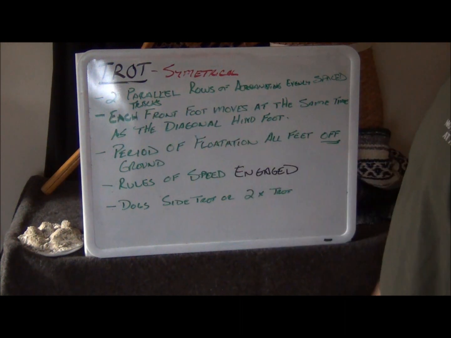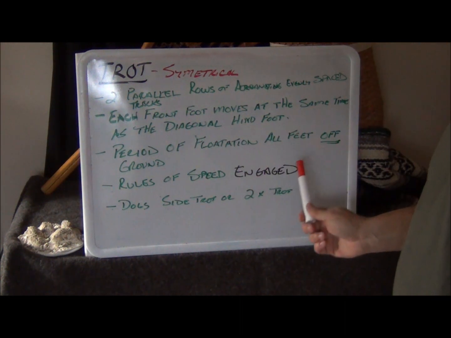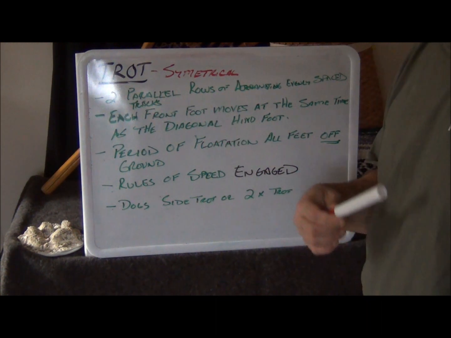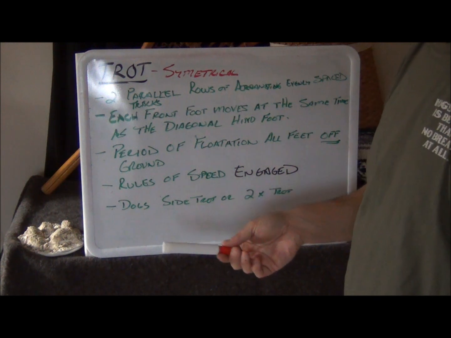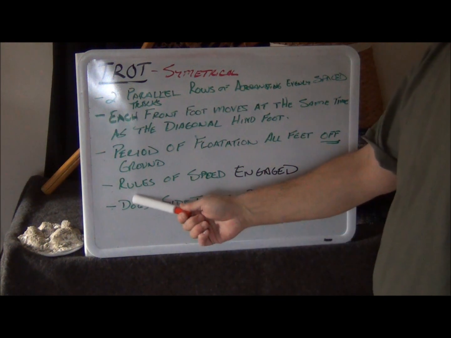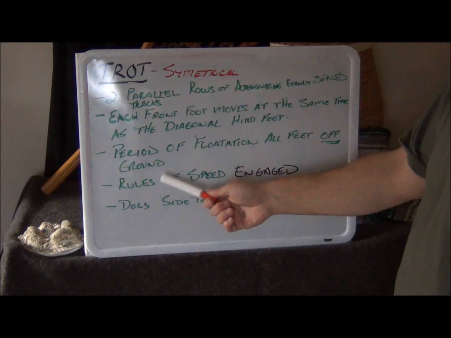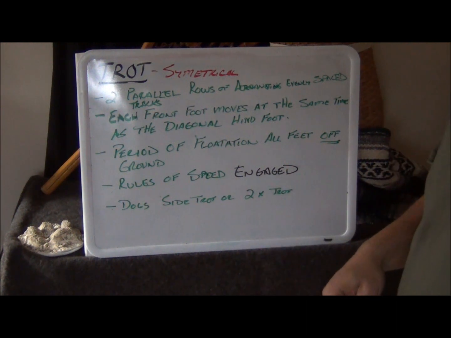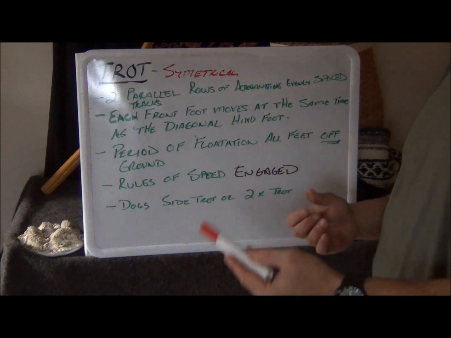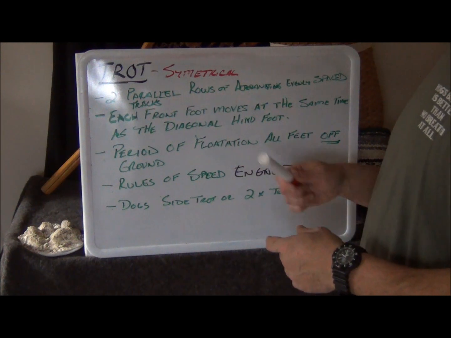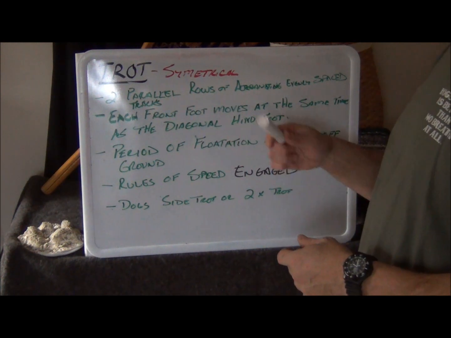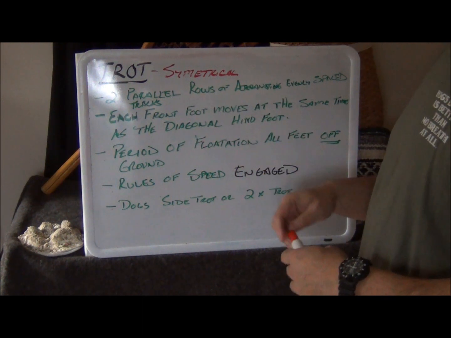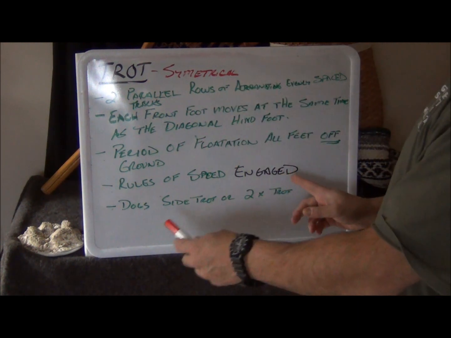There is an actual period of flotation where all 4 feet are off the ground, unlike a walk when you always have at least a foot on the ground. The rules of speed are engaged at this time. And what are the rules of speed? We went over that. As speed increases, the hind feet move forward of the front feet, stride increases, and straddle decreases.